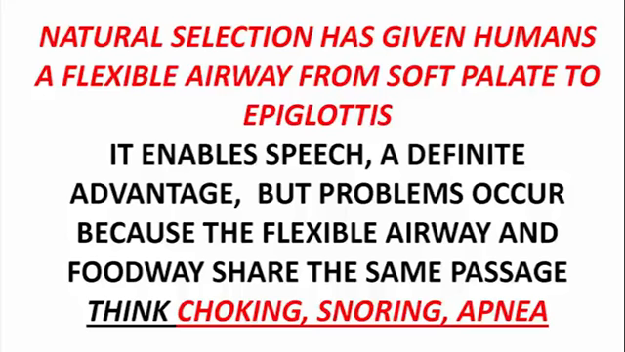So basically, here's what you have to see. Natural selection has given human beings a flexible airway from the soft palate to the epiglottis. It enables speech, but a definite disadvantage is that problems occur because the airway shares the same passage as the foodway.